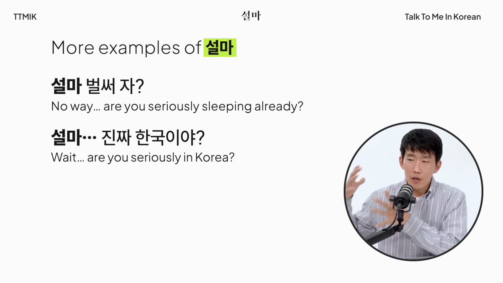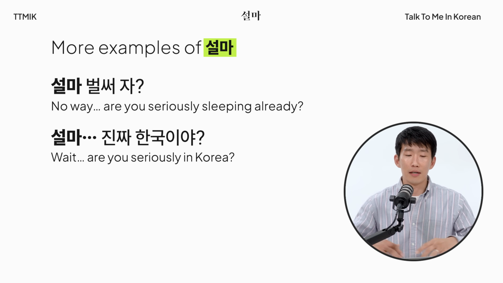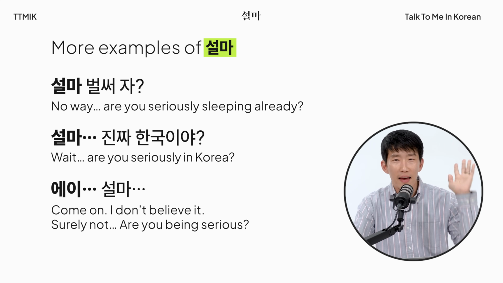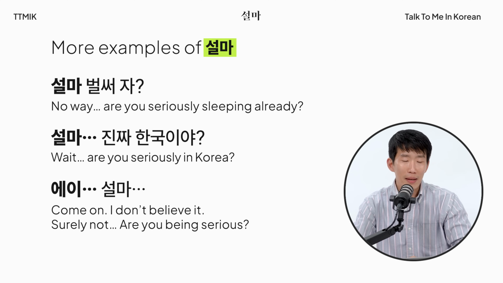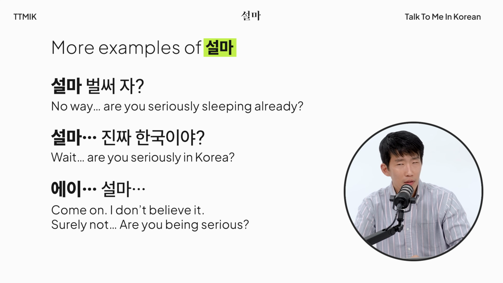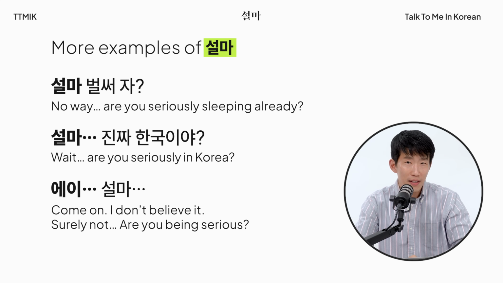And then with 설마, you can also add this expression, 에이, with this hand gesture. 에이, come on. Throwing that fact away because you can't believe it. Come on, I don't believe it. Surely not. Are you being serious? 설마, no way. But is it for real? I don't believe it, but maybe should I? So, 에이, 설마. So, 8 expressions so far. Which one was your favorite?